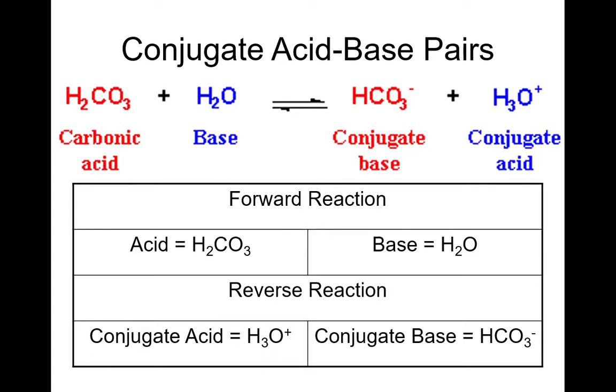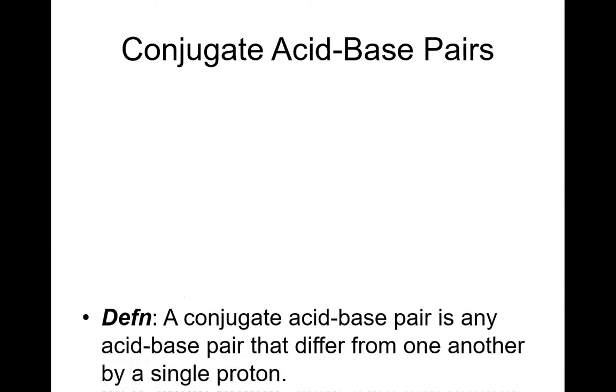Now, take a look at this one here. That's the same reaction, but look at the way I've broken it down. In the forward reaction, the acid is H2CO3 and the base is H2O, because the proton is being donated from the acid to the base under Bronsted-Lowry theory. And in the reverse reaction, we notice that the H3O plus is going to donate back to HCO3 minus the proton it took in the first place, making H3O plus the conjugate acid and HCO3 minus the conjugate base.